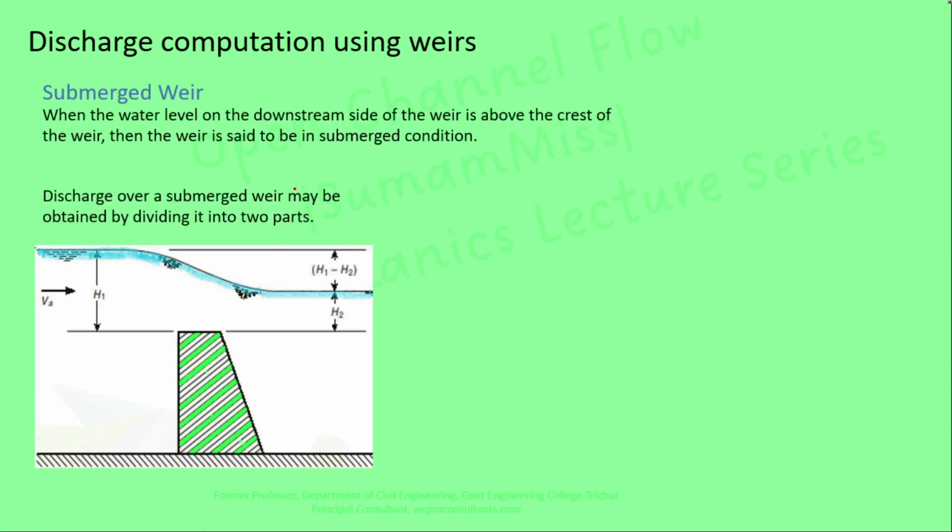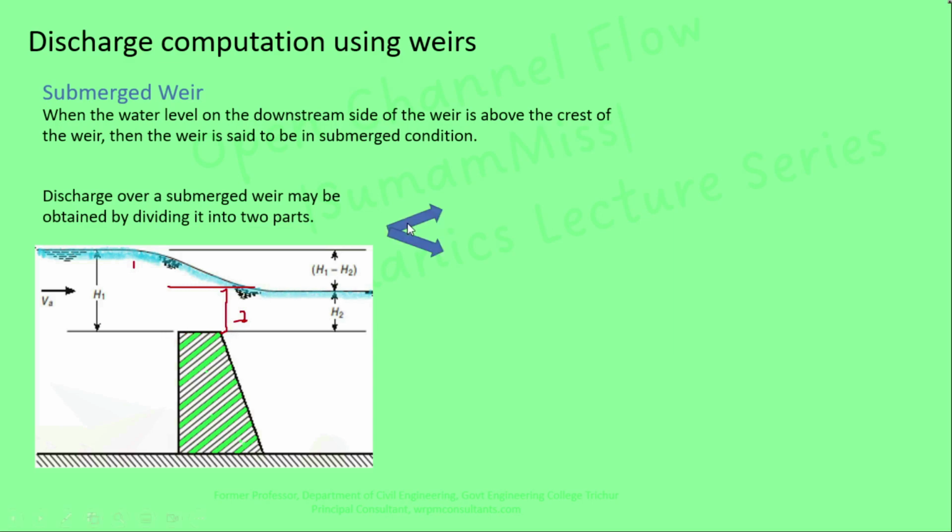Discharge over the submerged weir may be obtained by dividing it into two parts. The first part is the freely discharging weir, by considering the water level at the upstream side and the downstream side. In this portion we consider that the weir is discharging freely, and this portion we consider as a drowned orifice. This is the first part and this is the second part. For the drowned orifice, we consider the level difference between the crest level and the downstream water level.